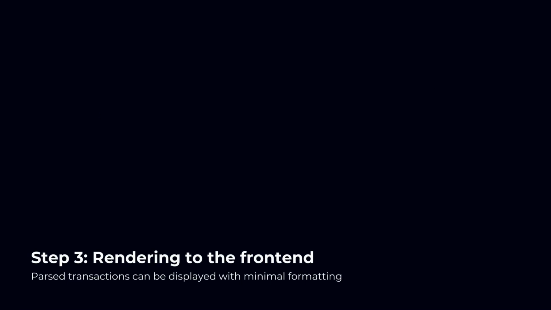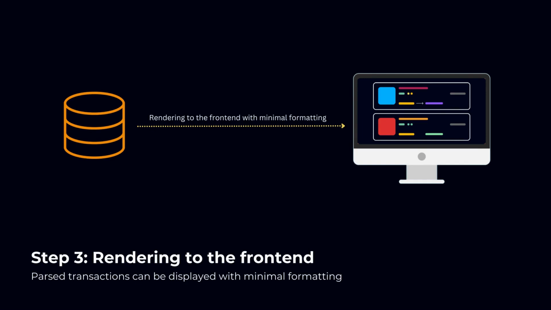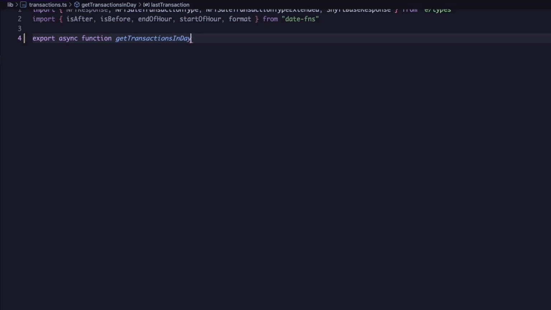For the final step, we render the event transactions collected in the previous step to the front end. Pre-parsed transactions from SHYFT reduces the extra parsing overhead, and the details can be displayed with minimal formatting. Now, let's dive into the code.